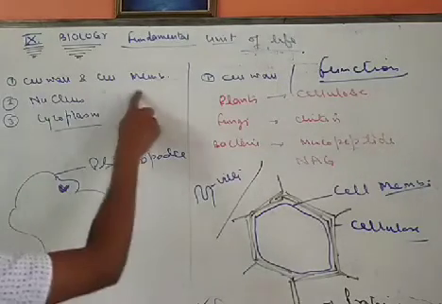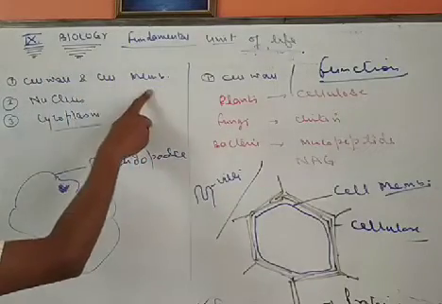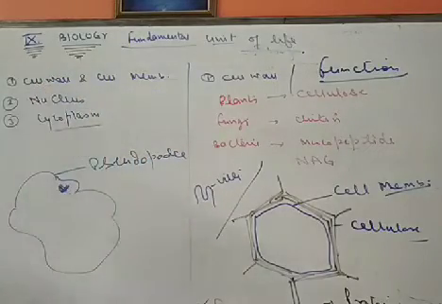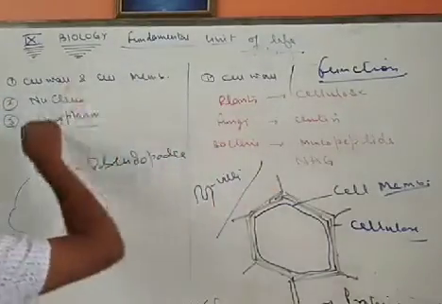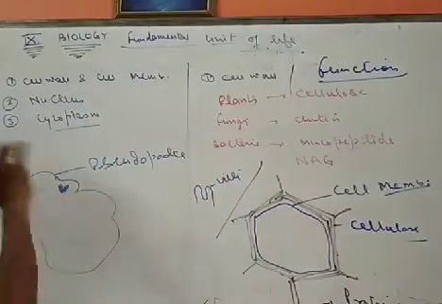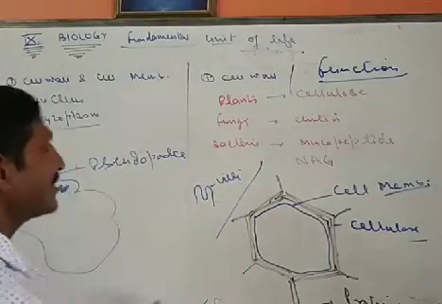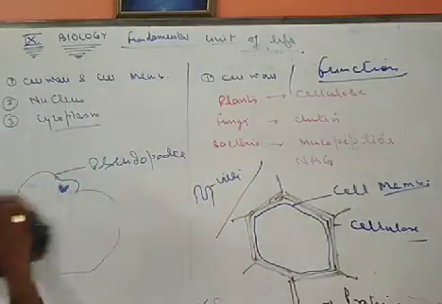So the first structures of the cell we have studied are the cell wall and cell membrane. Cell wall is present in plants, fungi and bacteria, and their composition is different there. Cell membrane is living, soft, present in all living organisms, and is inner to the cell wall in case of plants.